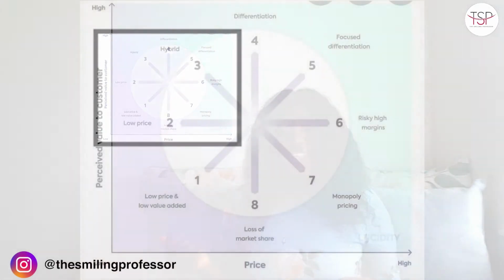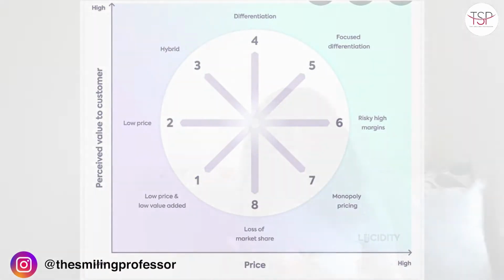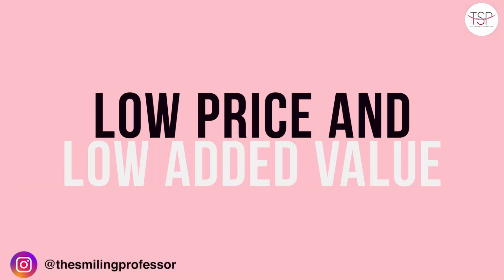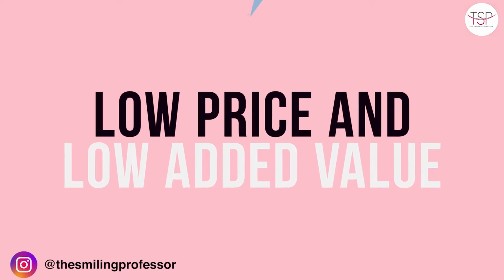So it will be somewhere in this video, I think somewhere here. In the y-axis, you have the perceived value to your customers, and in the x-axis, you have the price that you can choose. So we're going to discuss each of these strategies. We're going to start with the first strategy, which is low price and low added value. If you choose to adopt this strategy, you will be producing goods or service at a low price, but it would also have a low added value to your customers.